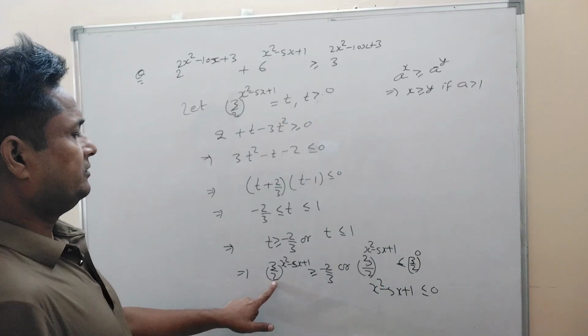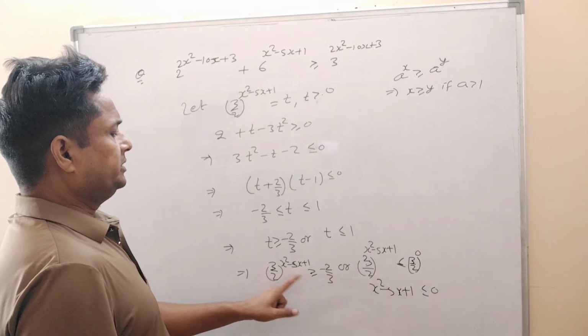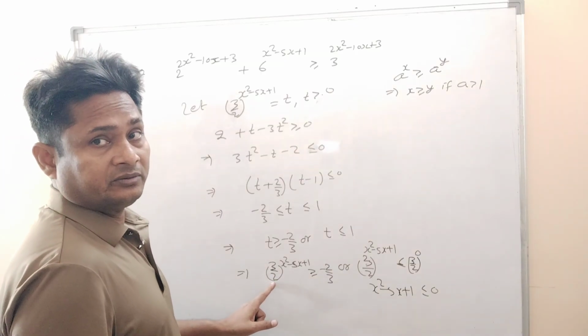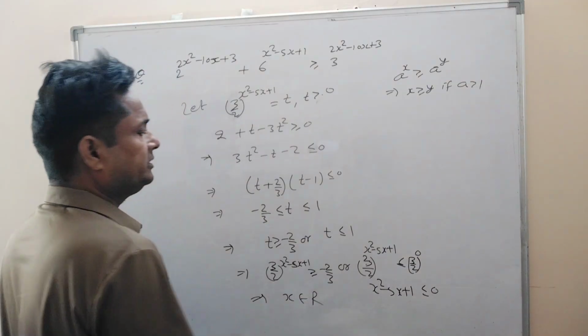And the solution from here will be how much? This will be how much? Because this base is positive, it can never be negative. So this will be always true. So from here x belongs to all real numbers.